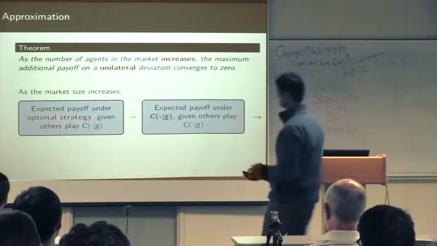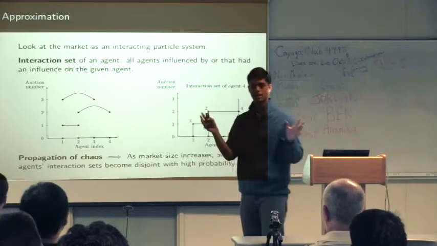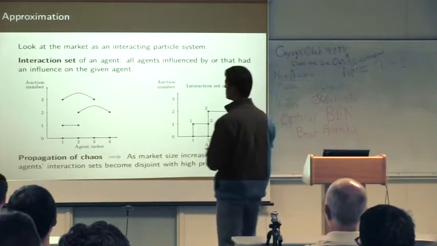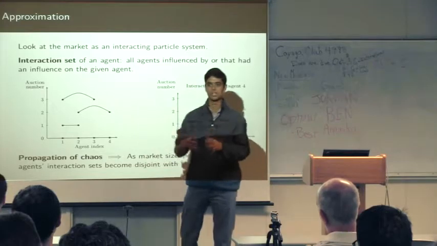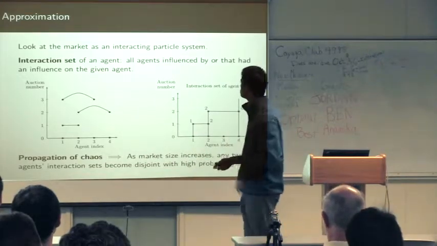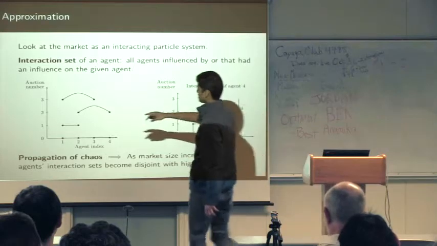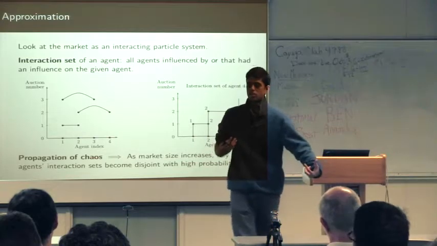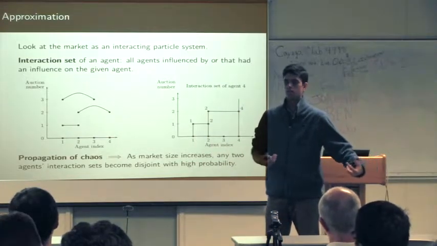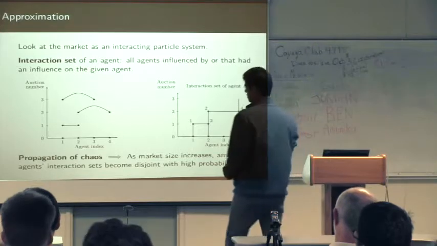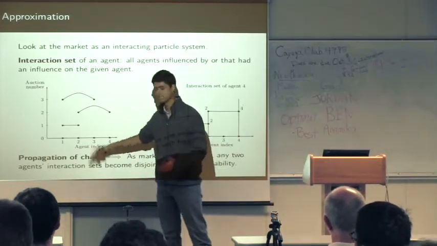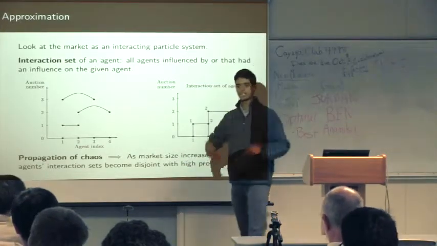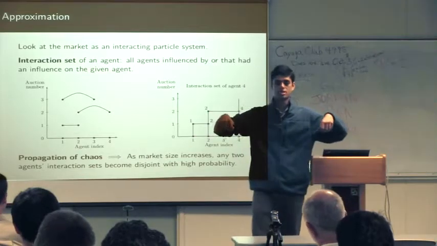So the way we show this is we look at the market as an interacting particle system. Each agent is a particle, and whenever they participate in an auction, they interact. We look at a quantity known as the interaction set of an agent, which is all the agents they have influenced in the past, in their lifetime. We use a result from statistics known as propagation of chaos, which shows that as the market size increases, any two randomly chosen agents' interaction sets are disjoint.